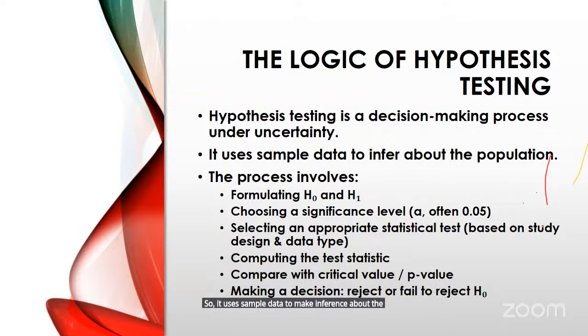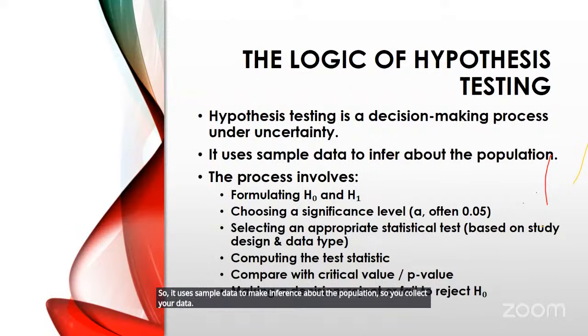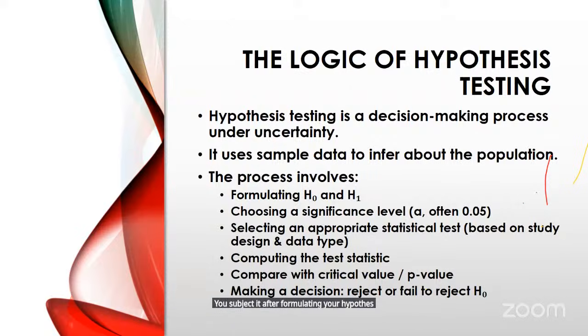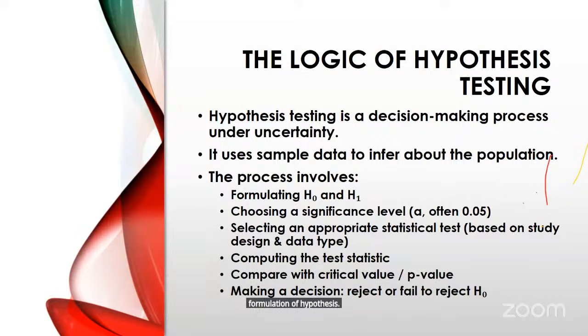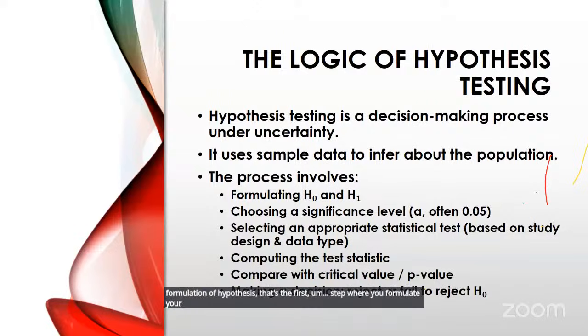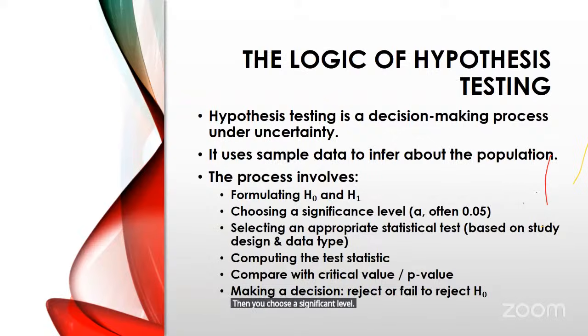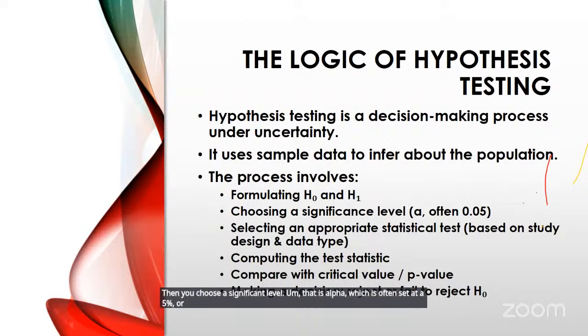So you collect your data, and after formulating your hypothesis, you subject your data to analysis, and then you'll be able to make inference from that. So the process involves formulation of hypothesis. That's the first step, where you formulate your null hypothesis as well as your alternative hypothesis. Then you choose a significance level, that is alpha, which is often set at 5% or 0.05.